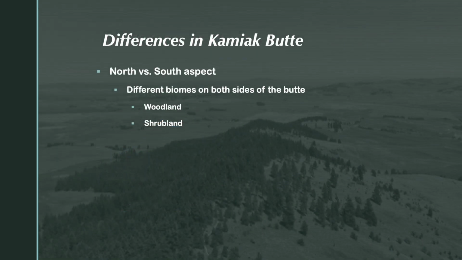Kamiak Butte has 2 notable differences to it. On the north side, it is super vegetative and super wet. On the south aspect, it is very dry and being beaten down by the sun that shines on it. The north side is considered a woodland biome, and the south side is considered a shrubland biome.